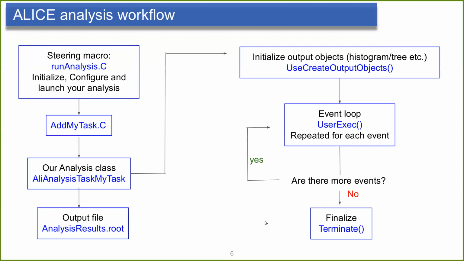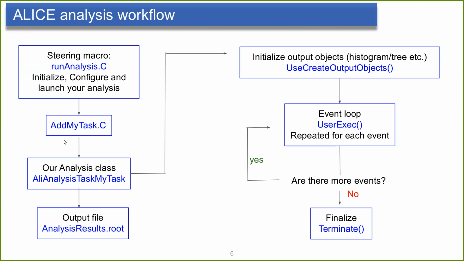Now with this basic idea, let's first see how the analysis framework works in ALICE. On the left side, in this workflow, you can see the analysis framework basically starts with a steering macro known as runAnalysis.C, where we initialize, configure and launch our analysis. This macro will call your AddTask macro, which makes a copy of your analysis task and submits it. If you want to submit a job to the grid, it will submit it to the grid.